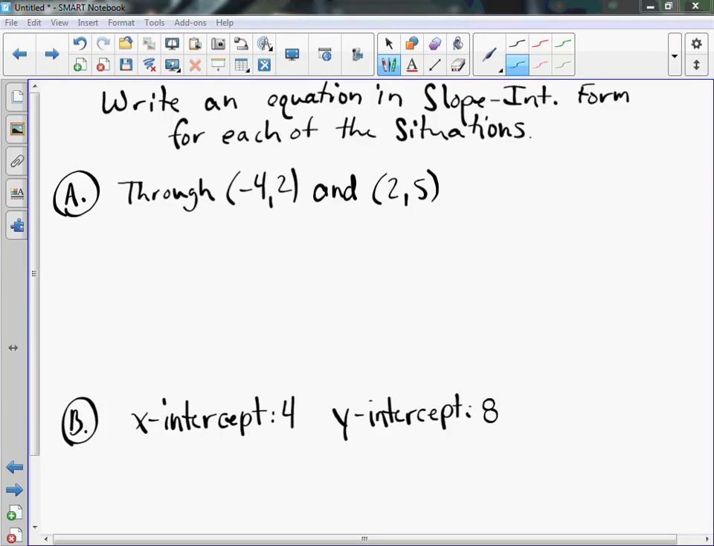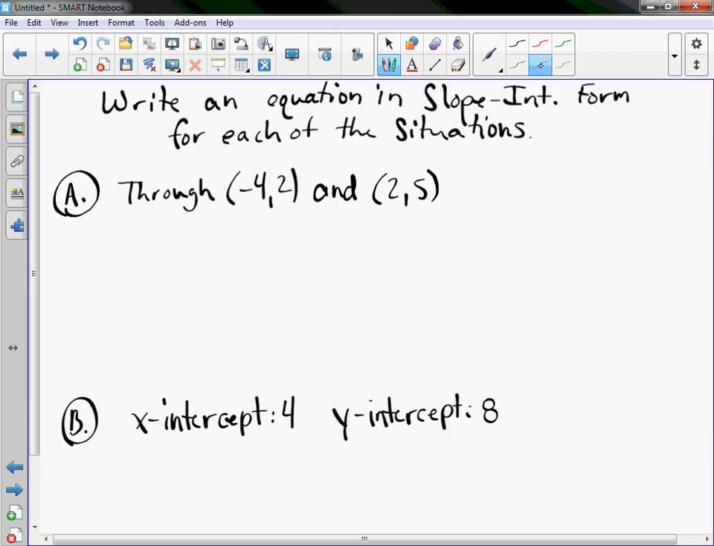Okay, let's review writing equations of lines given different situations. So the first one, we're going to start with 2 points, (-4, 2) and (2, 5). And we're going to write this in slope-intercept form.